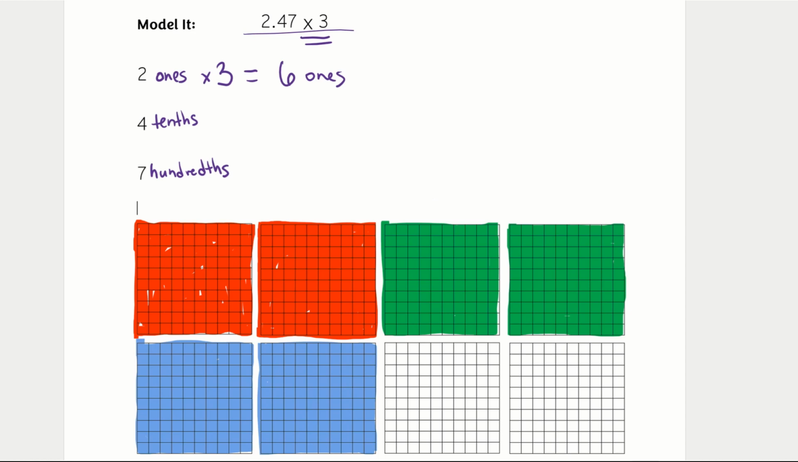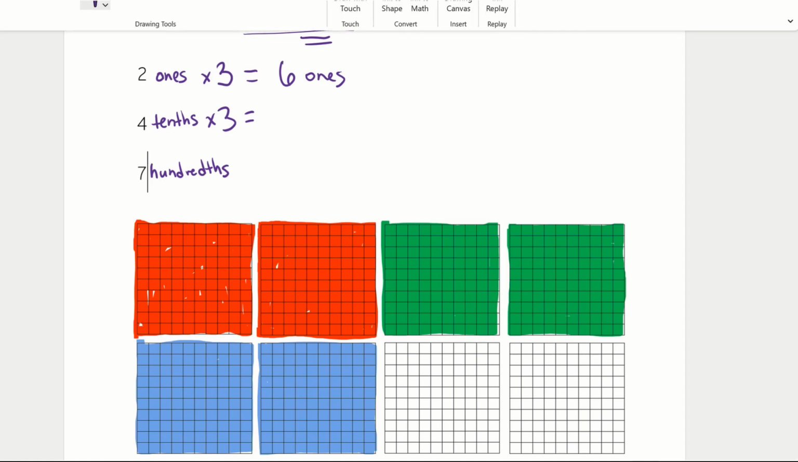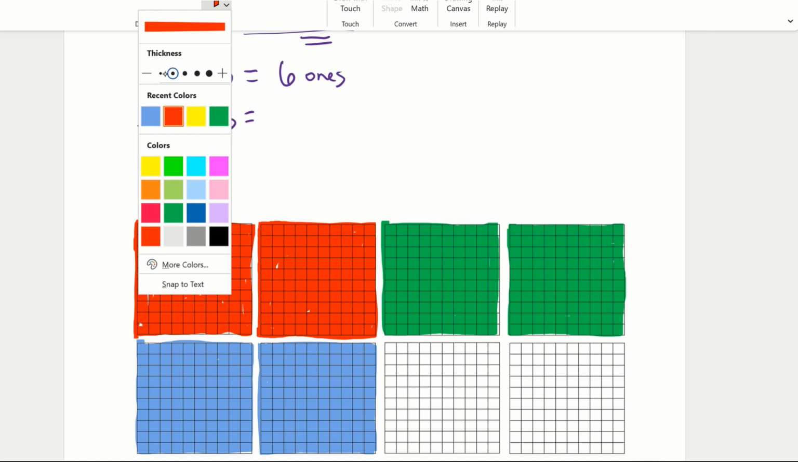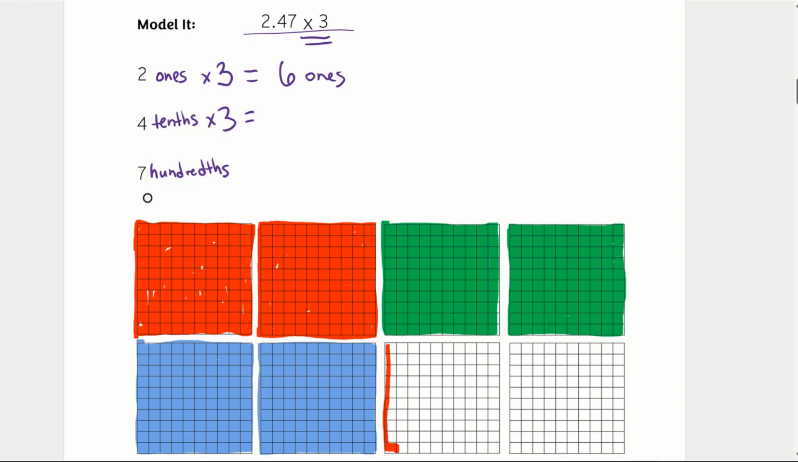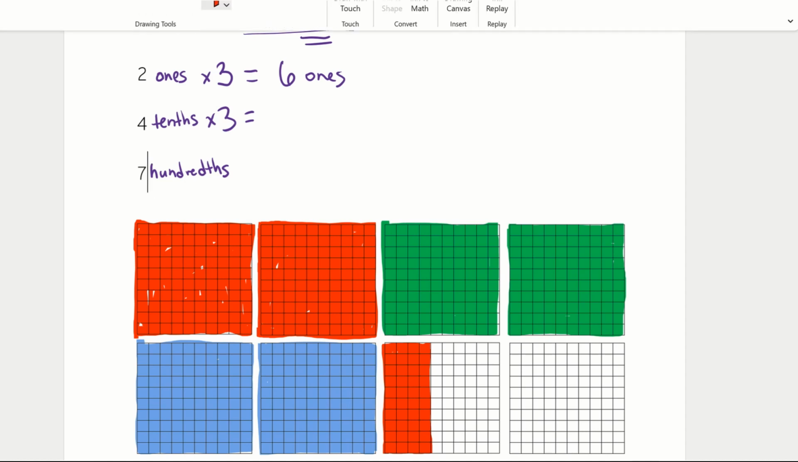Now I have 4/10, and I want to multiply that times 3. So I'm going to grab my 3 colors again. I'll start with red. All right, and I want 4/10. So I'm going to color in 1, 2, 3, 4/10. There we go. So there's 4/10. But I need to do it 3 times. So there's 4/10.